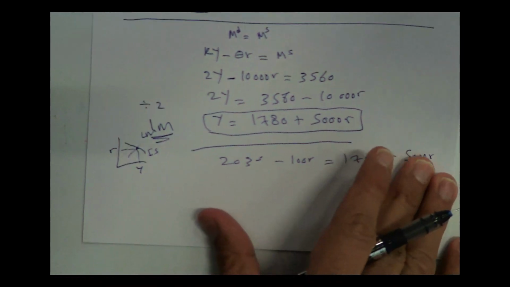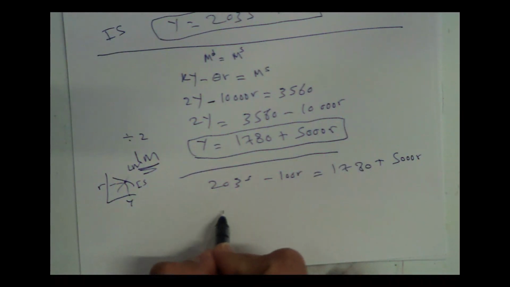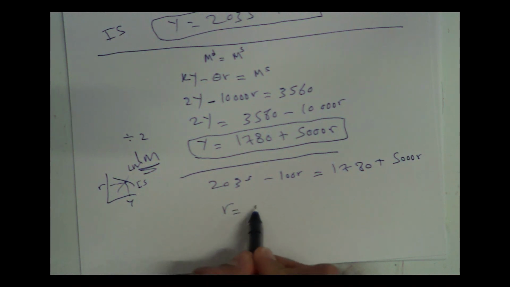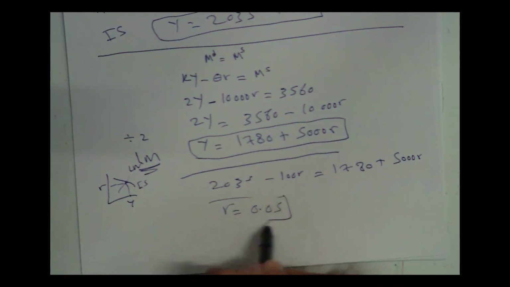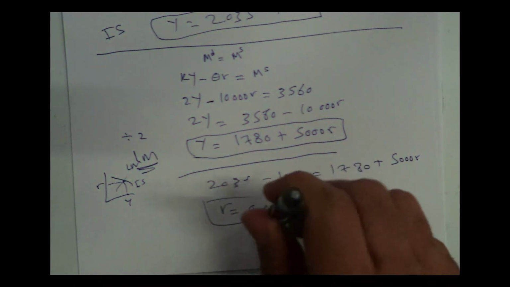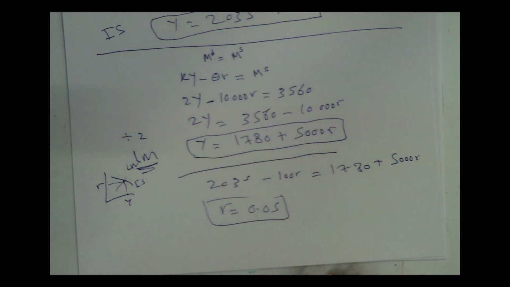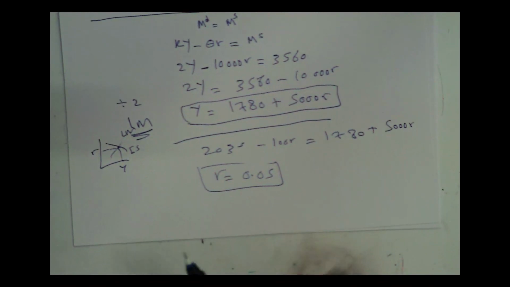So what I need to do now is just solve this for r. Solving this for r should give me r equals 0.05. So 5%. So the equilibrium interest rate is 5%. Okay. All I need to do now is to use this 5% in any of these equations to find y.